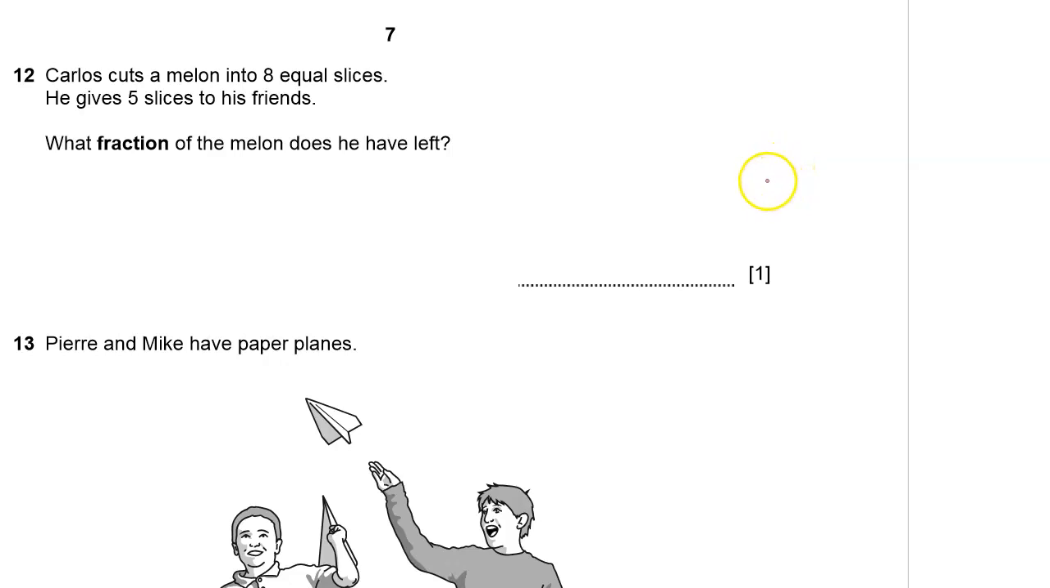Question number 12. Carlos cuts a melon into 8 equal slices. He gives 5 slices to his friends. What fraction of the melon does he have left? So he has 8 slices and he gives out 5 to his friends. How many slices is he remaining with? We take away 5 from 8, and this means he's remaining with 3 slices. So what fraction of the melon does he have left? The fraction will be 3 remaining divided by the total number that he had originally, which was 8 slices. So the fraction would be 3 over 8.